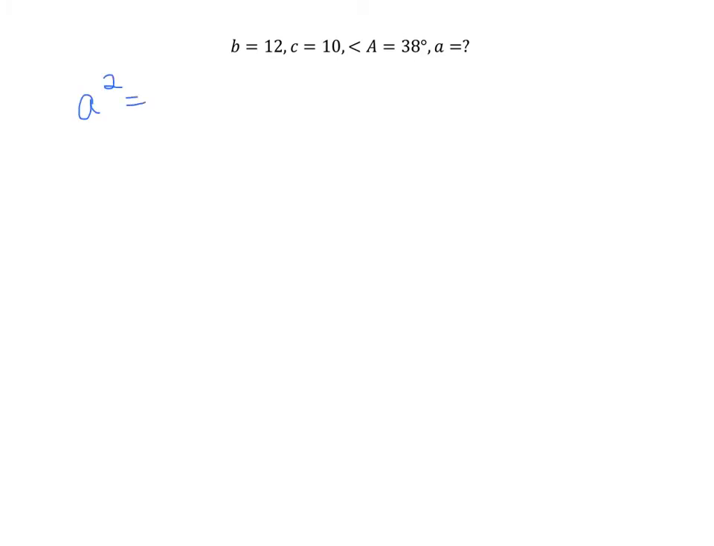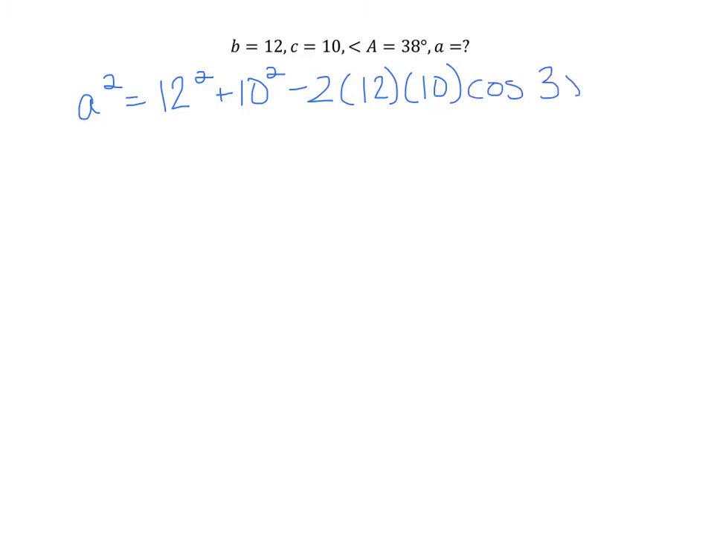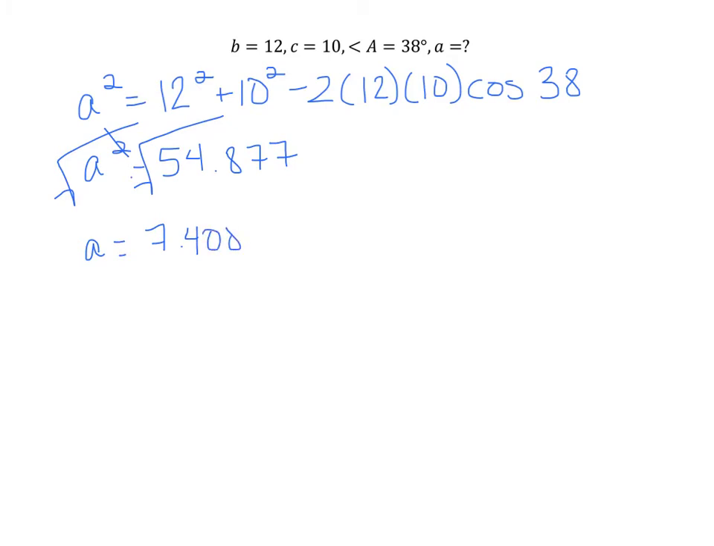So A squared is equal to 12 squared plus 10 squared minus 2 times 12 times 10 times the cosine of 38. We'll get that A squared is 54.877. When we take the square root of both sides, we'll find that A is 7.408.